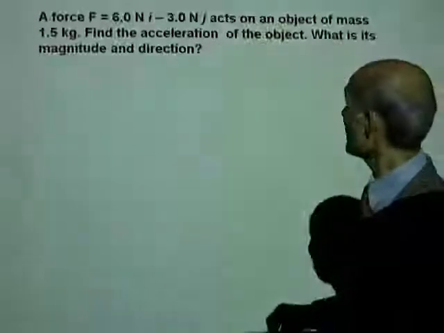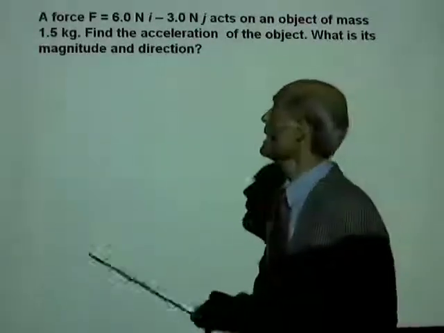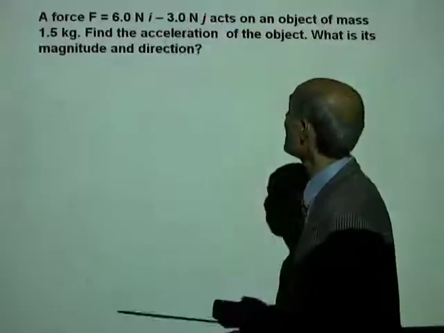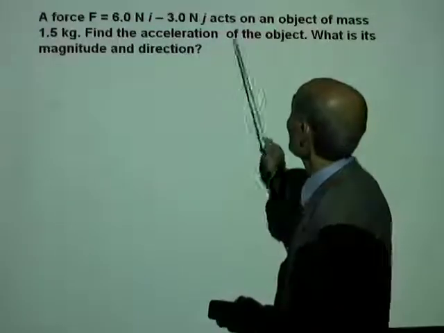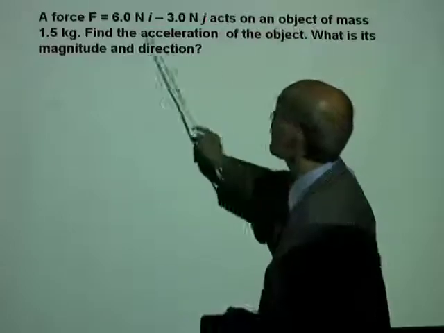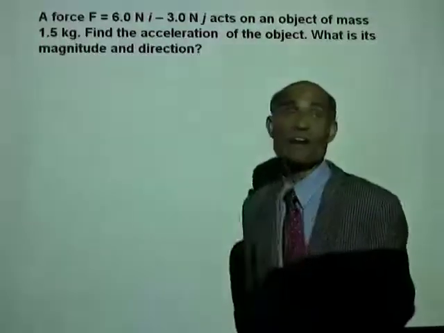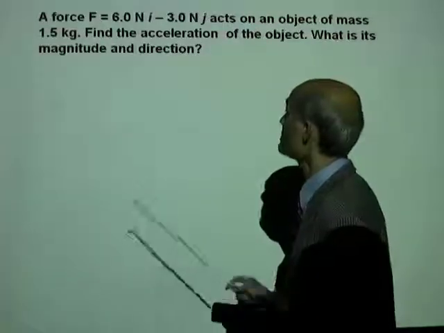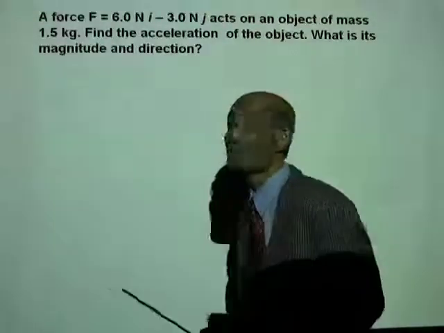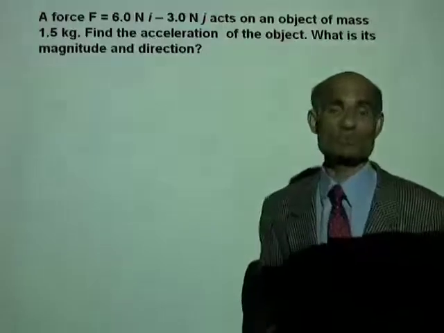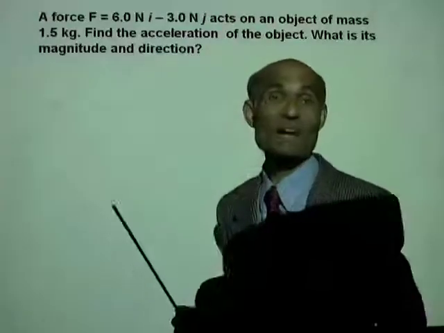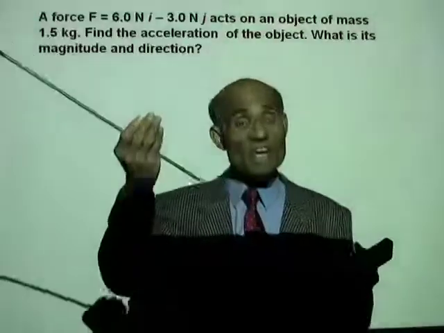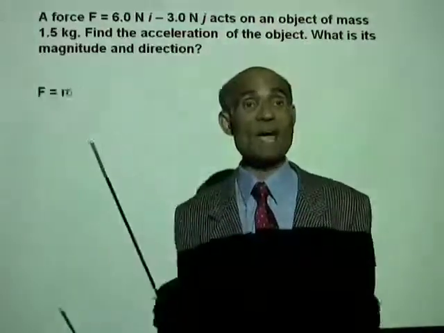Okay, let's do another problem. A force F equal to 6 Newton I minus 3 Newton J acts on an object of mass 1.5 kilogram. Find the acceleration of the object. What is its magnitude and direction? Well, we have done this kind of problem before. Acceleration is F net over the mass.